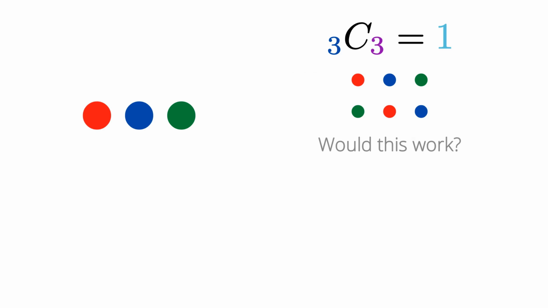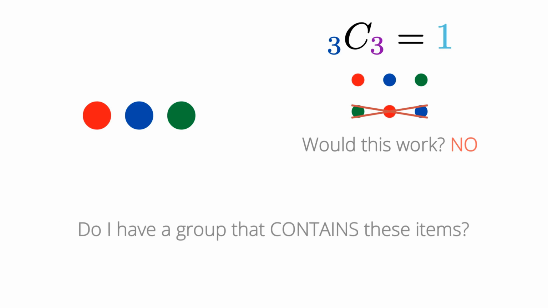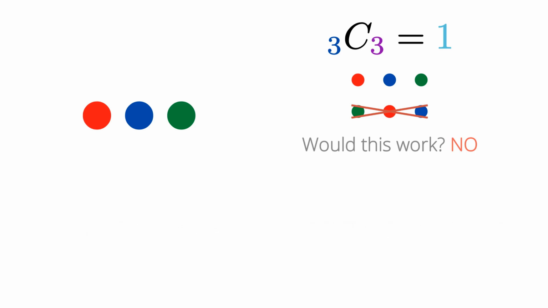Now to answer your question, no, this would not work as another combination because we already have a group that contains those 3 colors. We already have a group that contains the colors green, red, and blue. And this is kind of what combinations is about. When you are considering combinations, you want to ask yourself, do I have a group that contains these items? And if I do, then this is not a candidate. But if I don't, then yeah, maybe this can be another combination. So yes, in this case, this would not work as another combination, and that is why there's only one combination, because this is the only distinct group that we can form with the 3 colors.